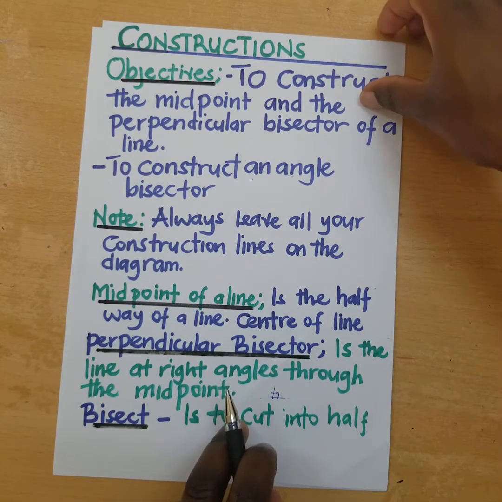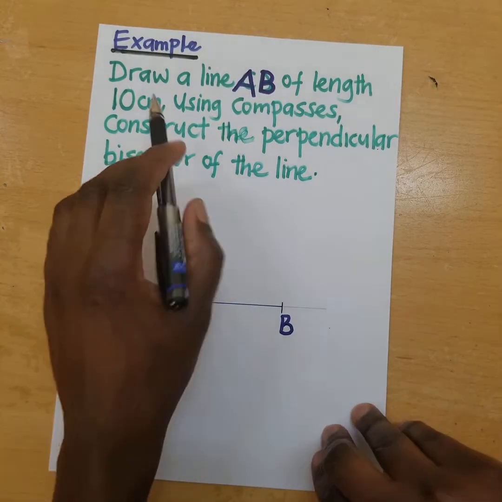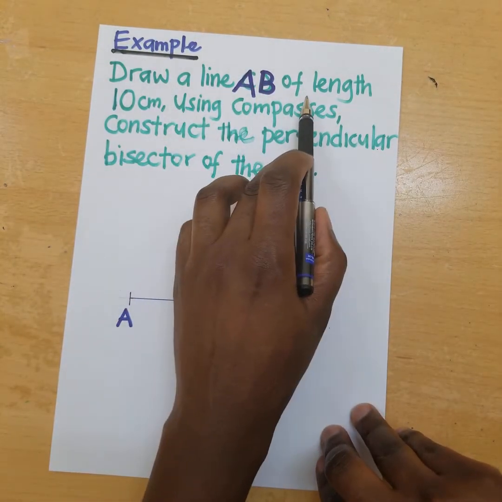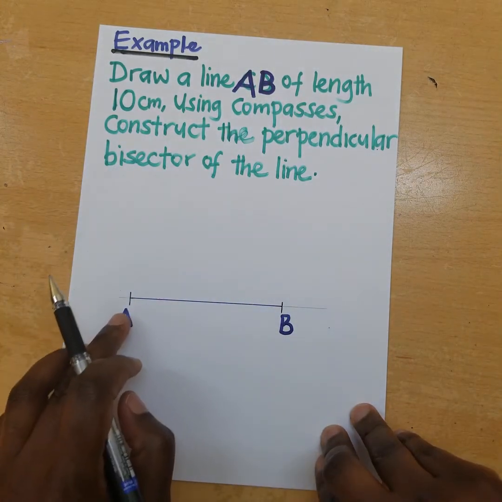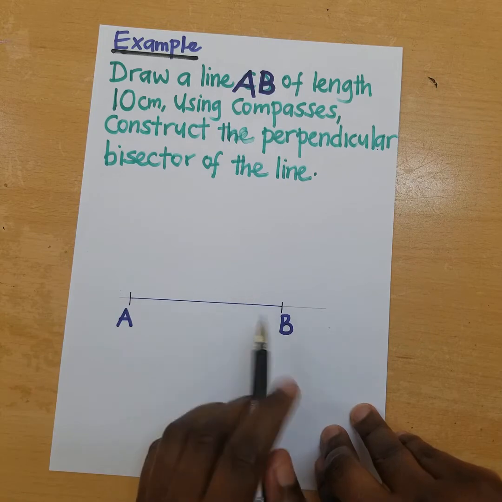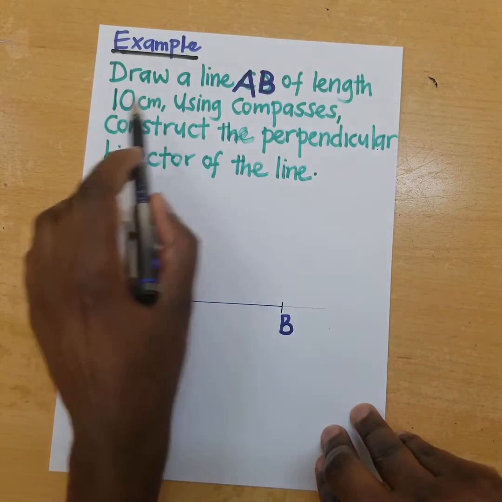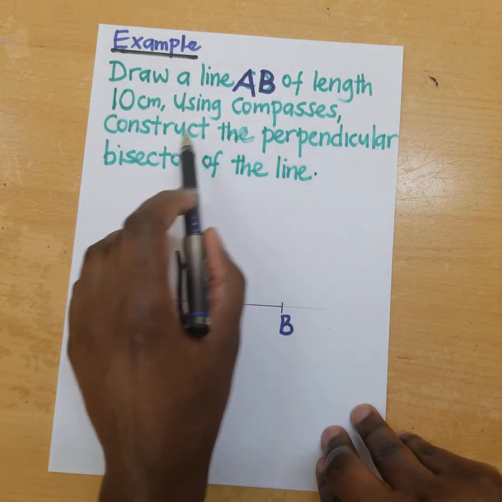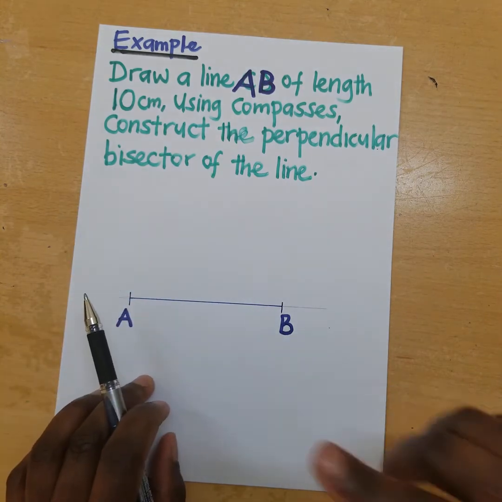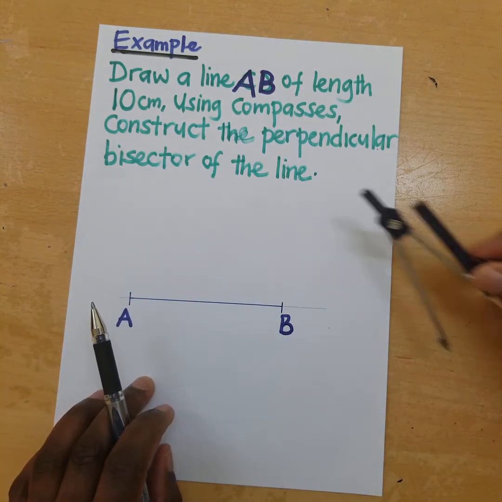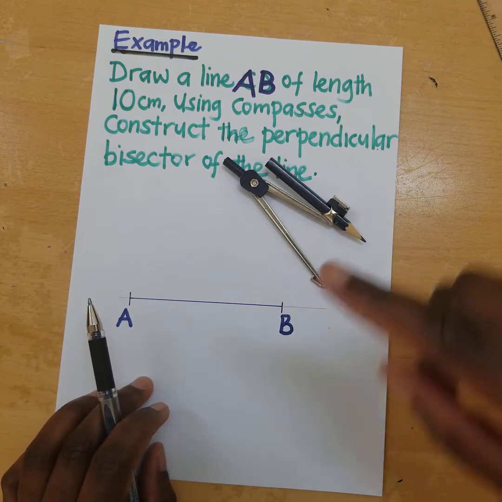Okay, let's try an example here. Okay? Draw a line AB of length 10 centimeters. I've already drawn A, B. The length from A to B is 10 centimeters. Using compasses, construct the perpendicular bisector of the line. Okay, so what do you need? All you need is a compass and a ruler. Let's see how to do it.